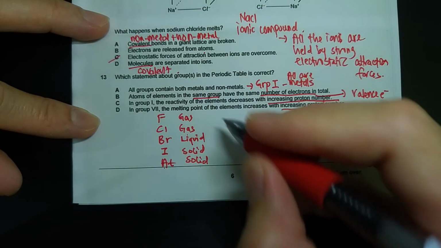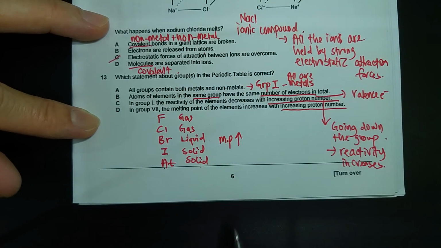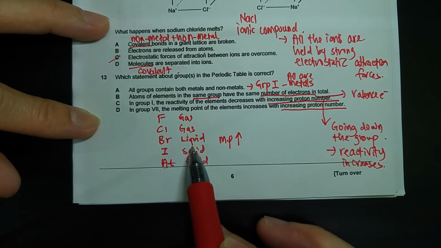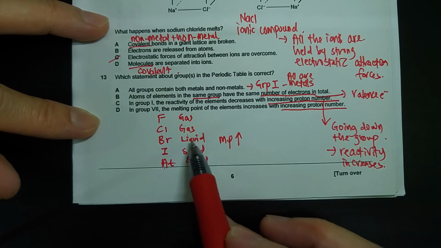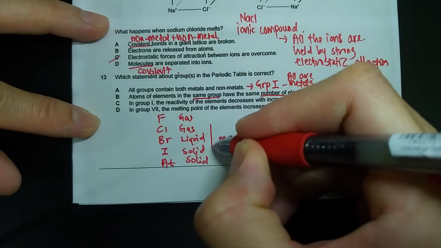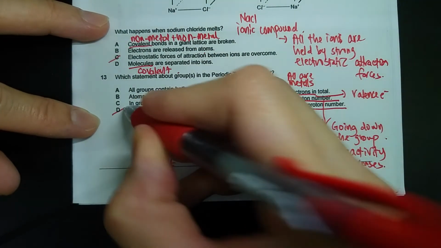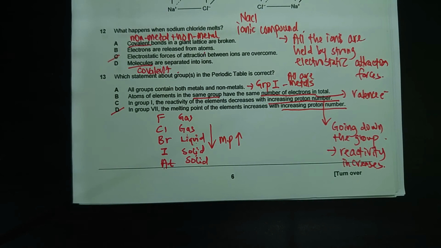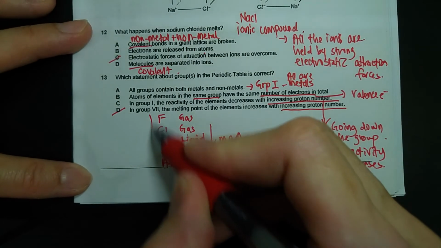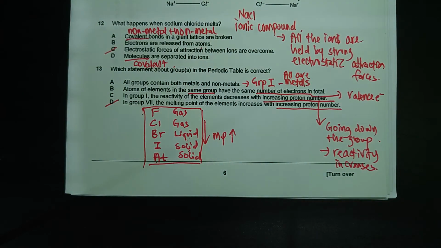So the melting point basically increases. Why? Because the solid melting point is higher than the liquid melting point, and the liquid melting point is higher than the gas melting point. So as you go down the group, the melting point actually increases, which is correct. Okay? So this part you must remember. Gas, gas, liquid, solid, solid.